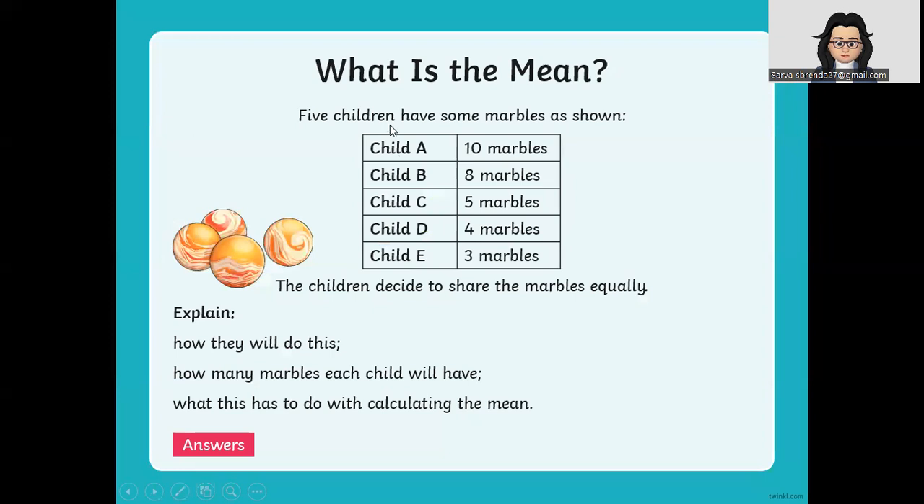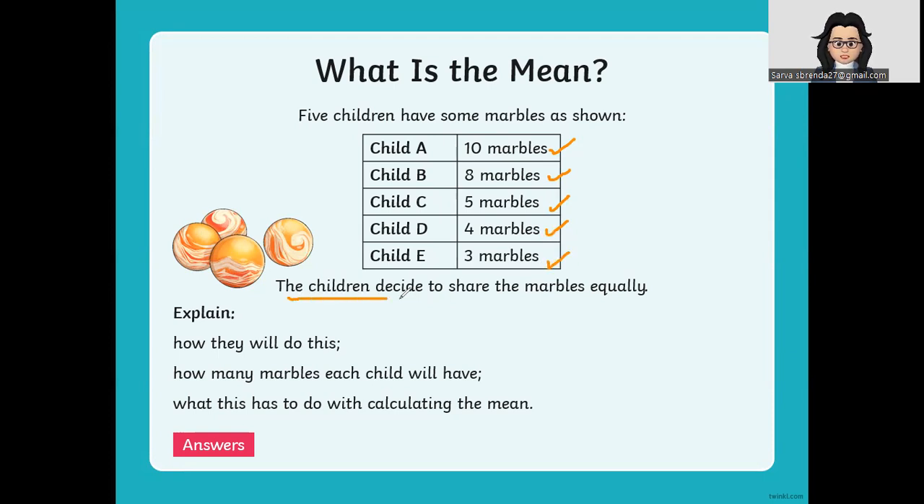Now let's have a look at first what is the mean. Say for example, 5 children have some marbles. Child A, B, C, D, E, and child A has 10 marbles, child B has 8 marbles, child C 5, child D 4, child E 3 respectively.